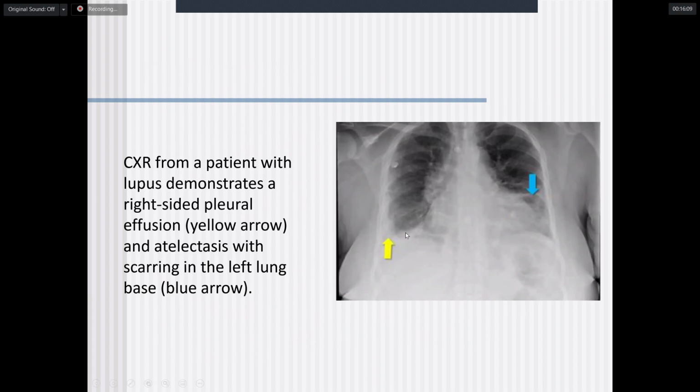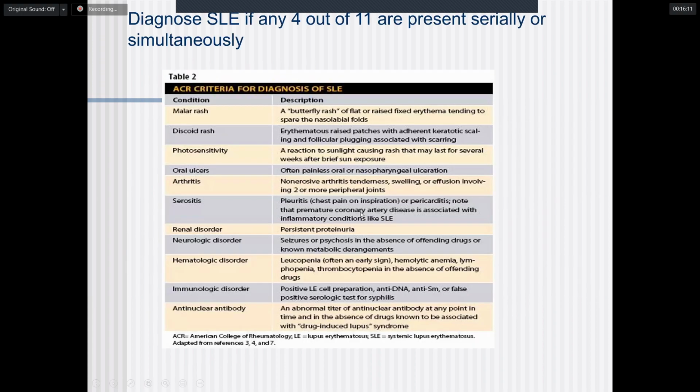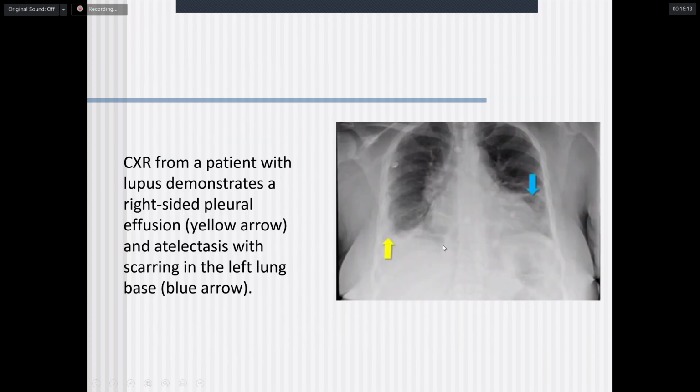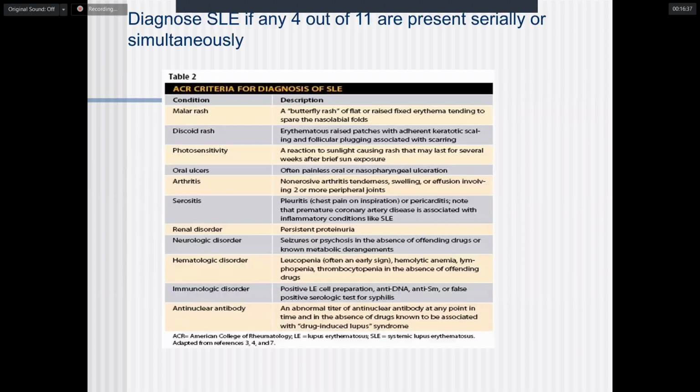So here a patient has obliteration of the costophrenic angle, which is a right pleural effusion, and here there is atelectasis, which is collapse of the alveoli. Maybe the most common time you'll see atelectasis is in the post-operative patient. That's why we use incentive spirometry.